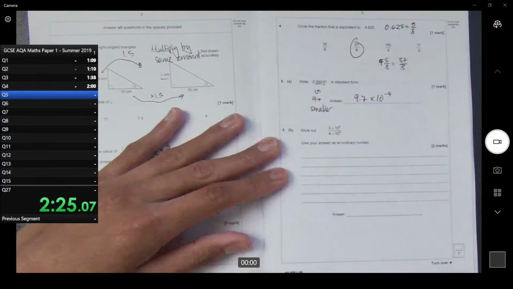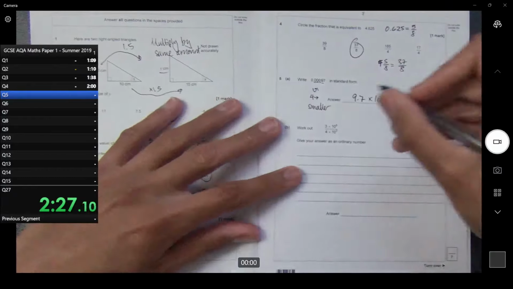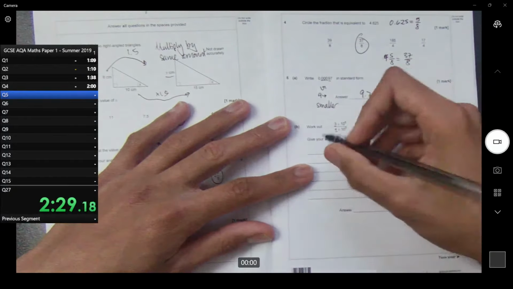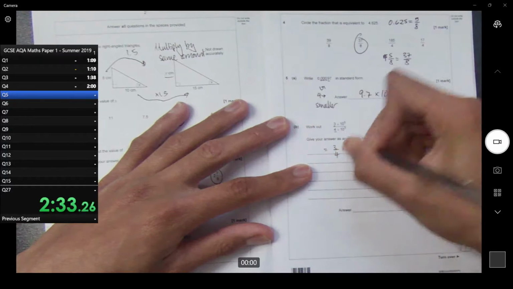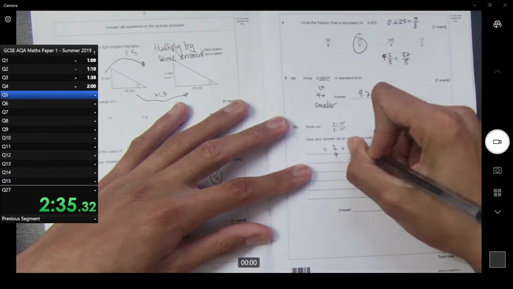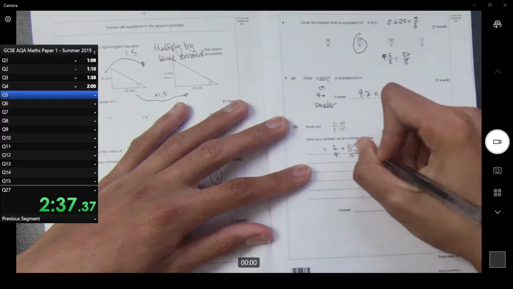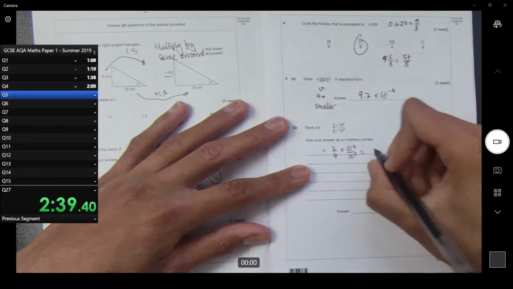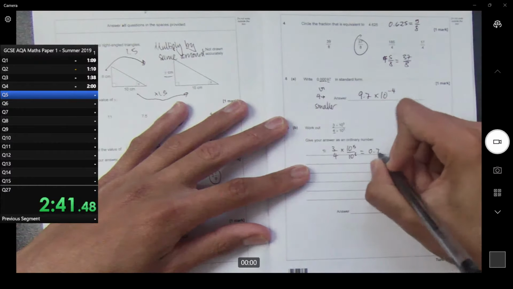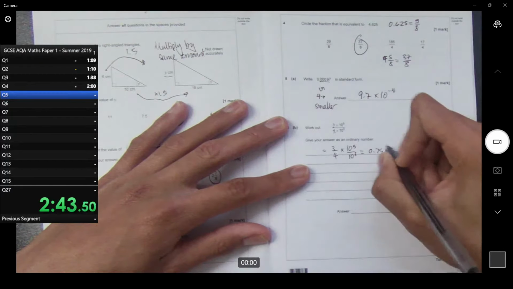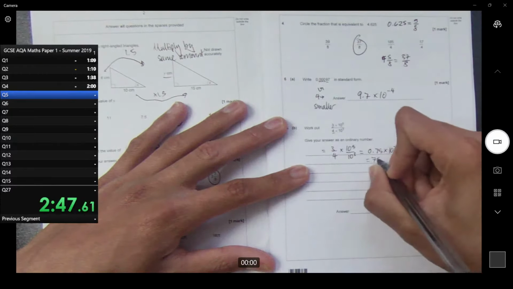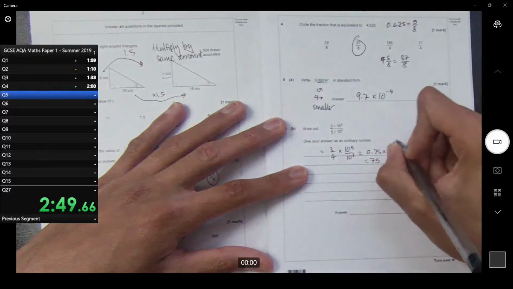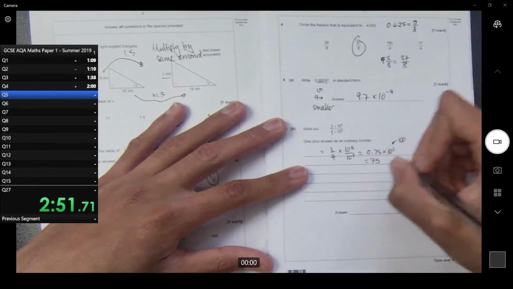And then we have another standard form question. We just deal with the ordinary numbers, the 3 and 4, like this. And then we just put the powers like this. As a result, we get 0.75. And then we subtract the powers since we're dividing. You just get 75 because this is just 100.